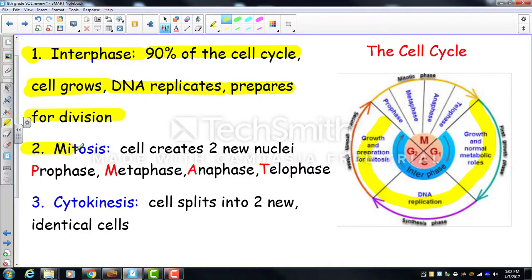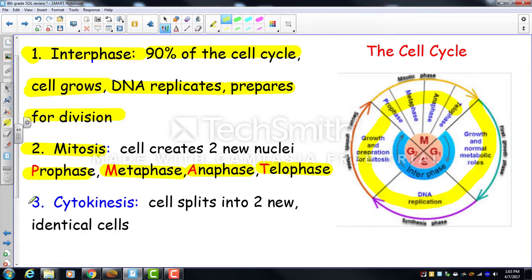Then in stage two, which is the mitotic phase, mitosis, that is where the cell begins to divide and you actually end with two new nuclei. So mitosis has four phases: prophase, metaphase, anaphase, and telophase. And at the end of telophase, you have two new nuclei, each with its own identical set of DNA.